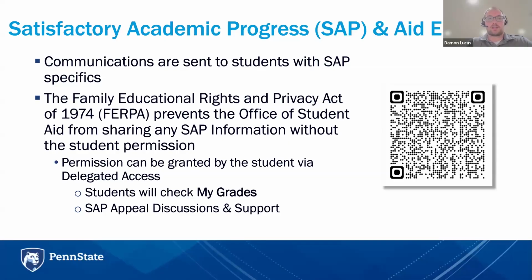Here, the Family Educational Rights and Privacy Act of 1975, or FERPA, prevents the Office of Student Aid from sharing any SAP information without the student's permission. So if you as a parent call in and say, why isn't my student getting their loans? We can't review it with you unless they have selected delegated access under the My Grades section. That's where we'll be able to have those conversations. Students, we'll go over what delegated access is. It is very important you select My Grades. That way, if this situation does happen, we're able to review it with parents if you're not able to review it.